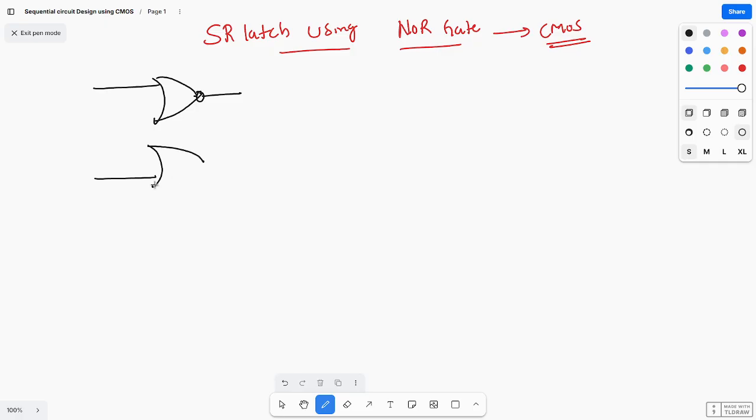Okay, this is the logic diagram. The output will be fed back like this, and here also the output is fed back.